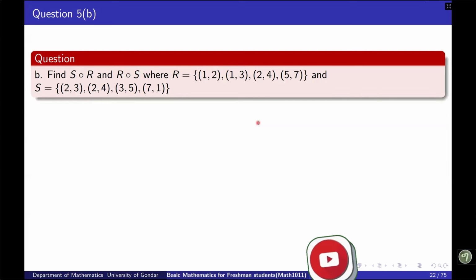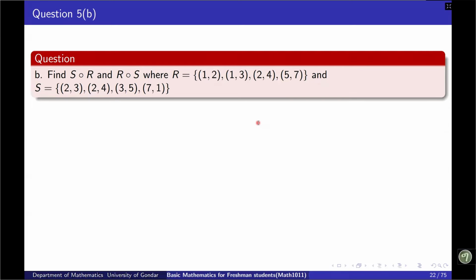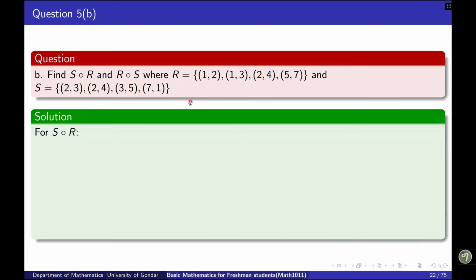The next one, that's part b, for S composite R and R composite S. Again, R is given as this set, and S is this one. Let us see the first one, S composite of R. We should start from R here. (1, 2) is an element of R, and (2, 3) is also an element of S, so the image of 1 under the composition of S and R is 3. So (1, 3) must be an element of S composite of R.